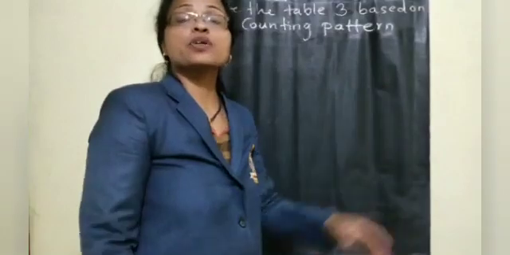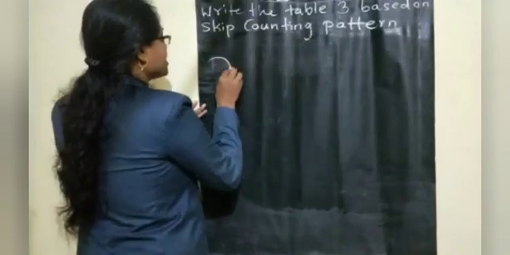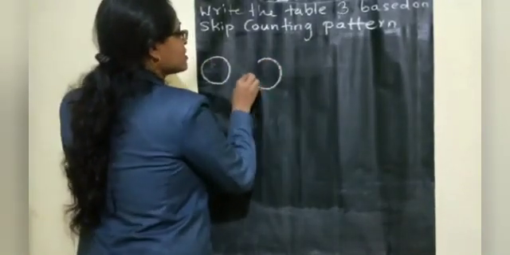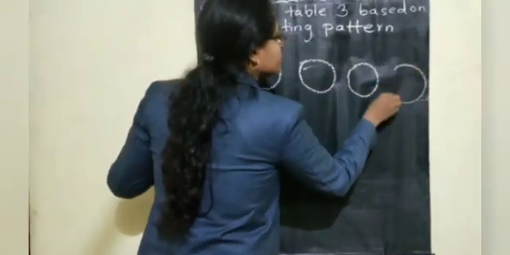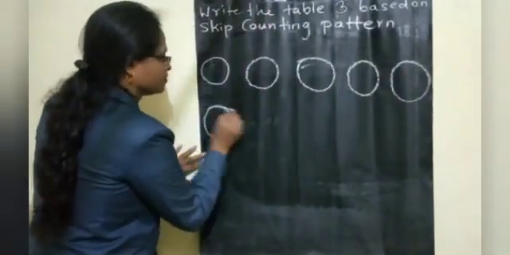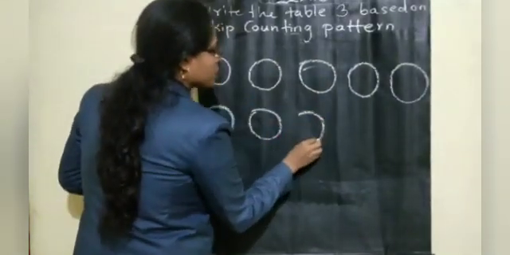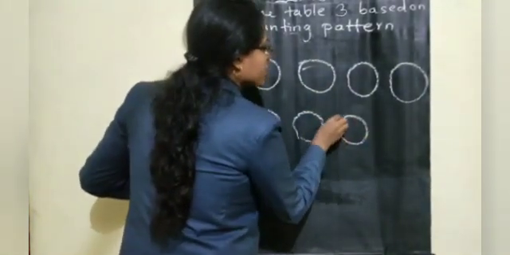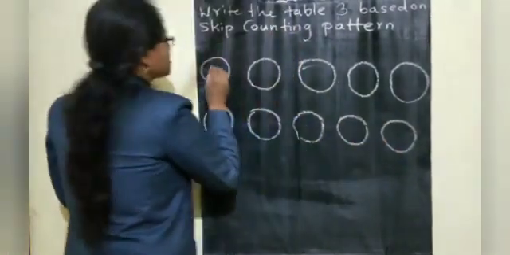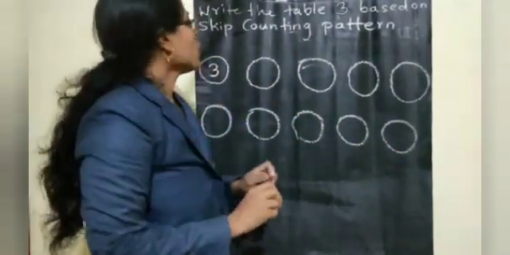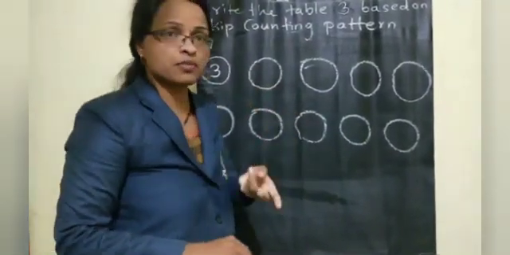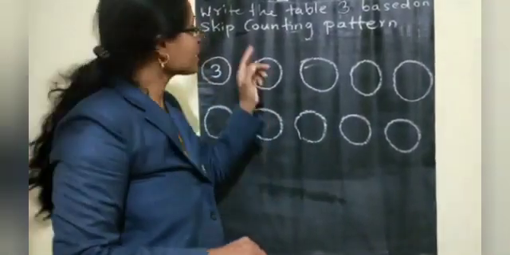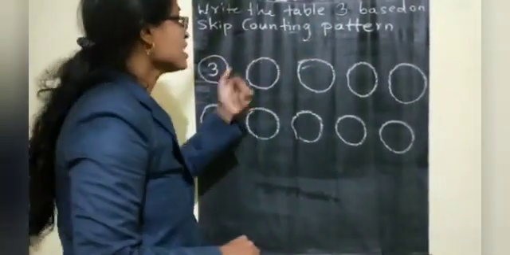With the skip counting pattern, now for the table of 3. Again the same process. First let us draw the circles. Till 30 we are doing, which means we require 10 circles. Let us start with 3. Now how many numbers do we have to add? 3, because now the difference will be 3 numbers. So skipping by three numbers we are counting and writing.